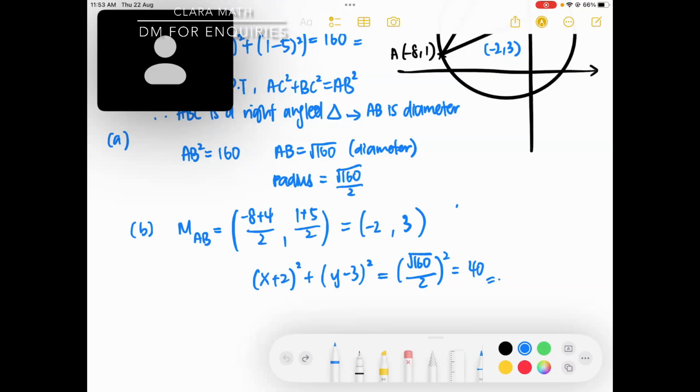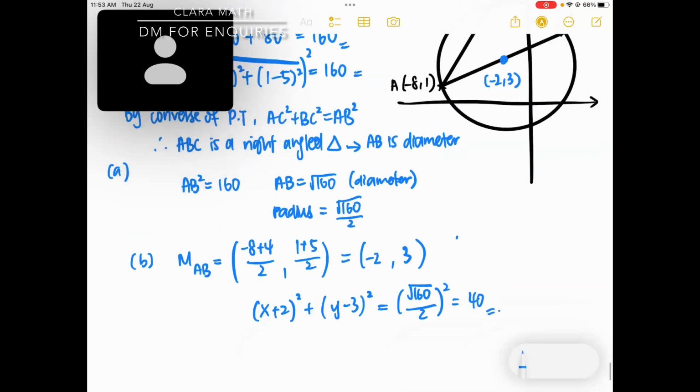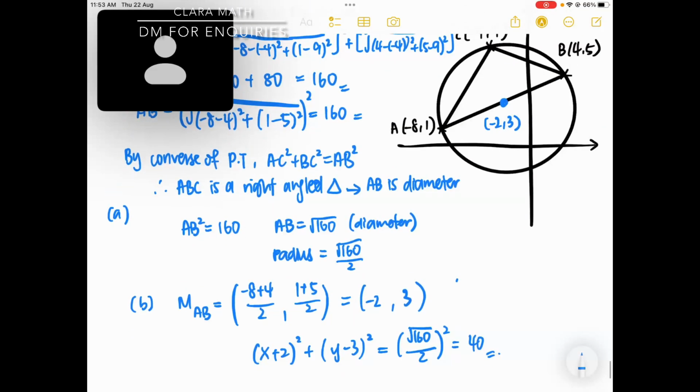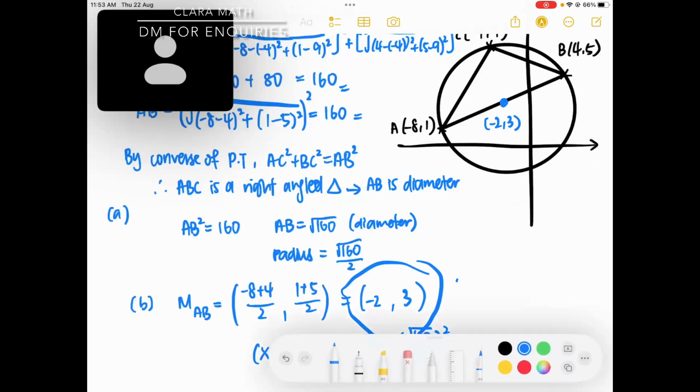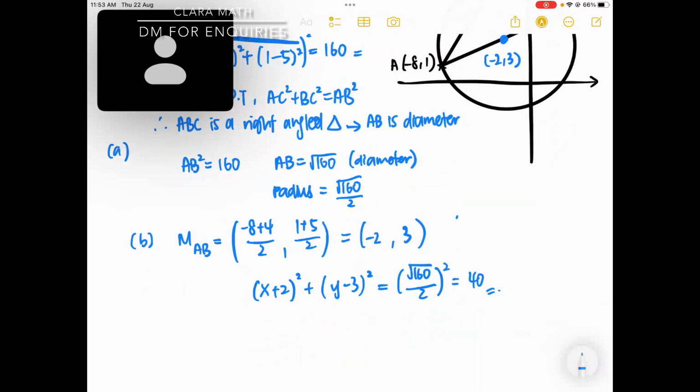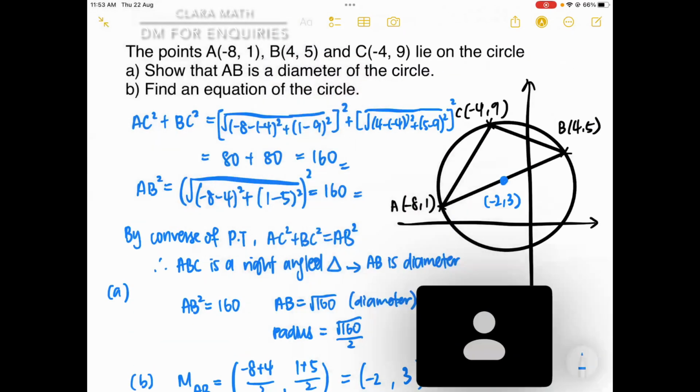And then in part B, we have to find the midpoint of A to B to get the center. So the center is again using the x values and the y values. You add them up and you divide by 2. You will get the minus 2 and 3. Okay, and then we just need to write out the equation. So you plug in the center into the front 2 brackets and then equals to r square. So radius square, when you type in calculator, you just get a 40. Yeah, so that's it for the chapter 2.